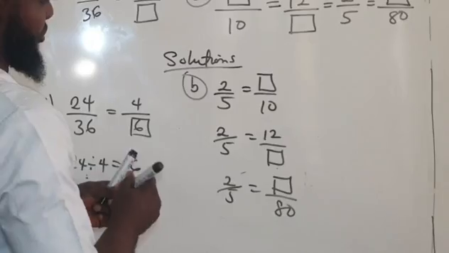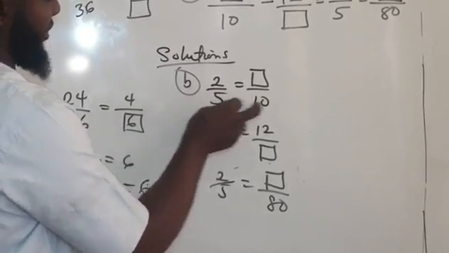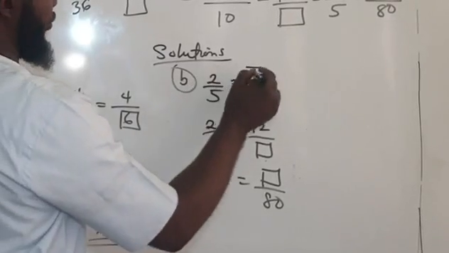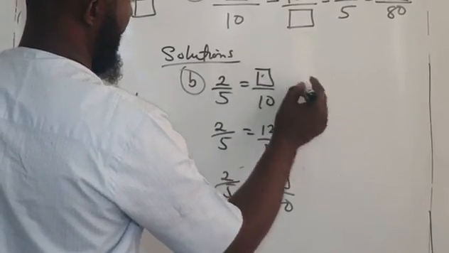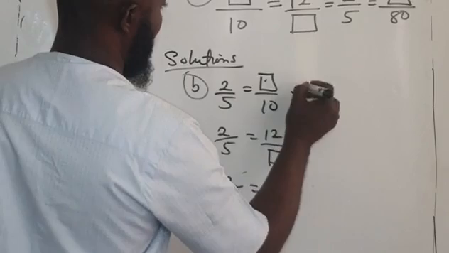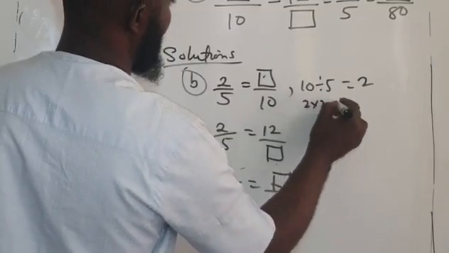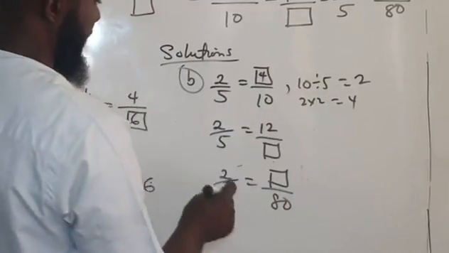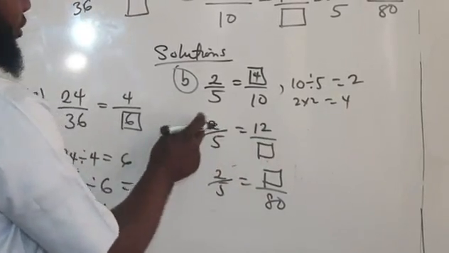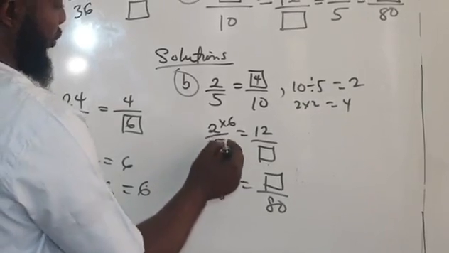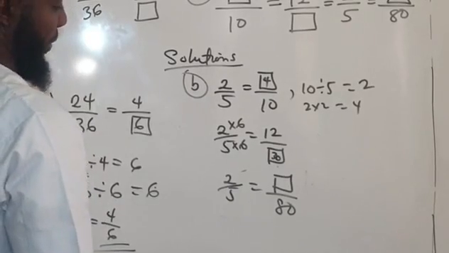So the denominator has increased. What is 5 multiplied by to get 10? That is 2. So 2 times 2 will give us 4. Or we just say 10 divided by 5 is equal to 2, so 2 times 2 is equal to 4. So this will be 4. The same thing here: this 2 has turned to 12, so that means it was multiplied by 6. So we also multiply this 5 by 6. This will give us 30. Hope I'm making sense.